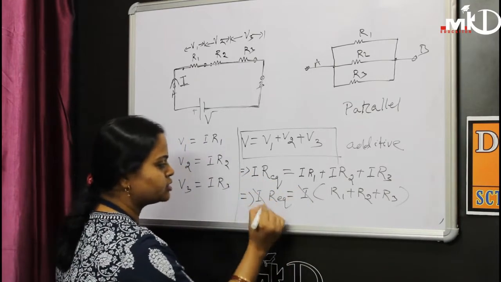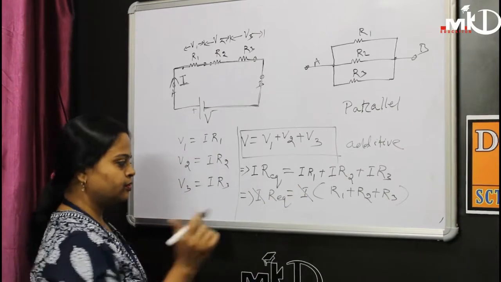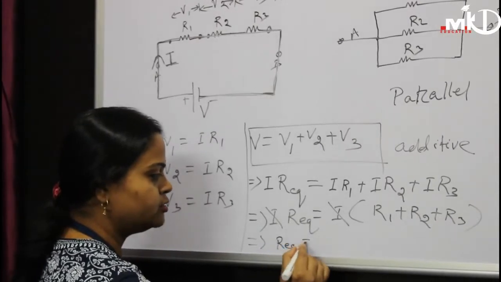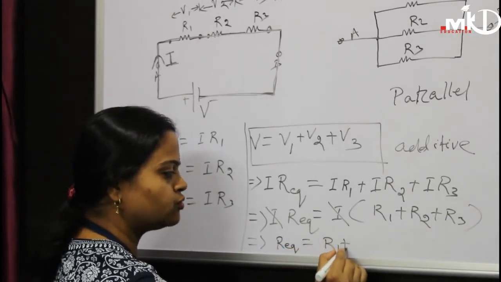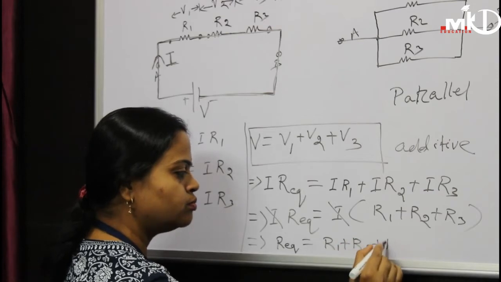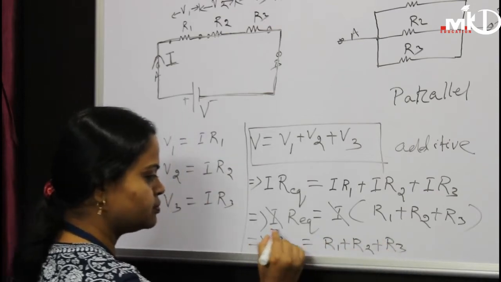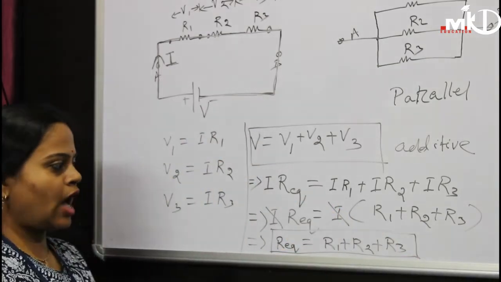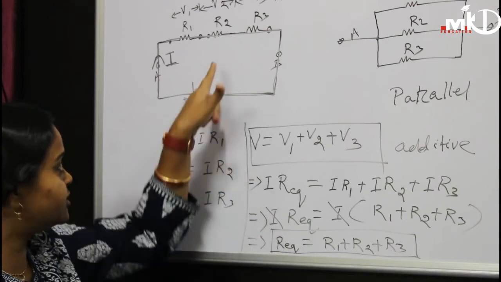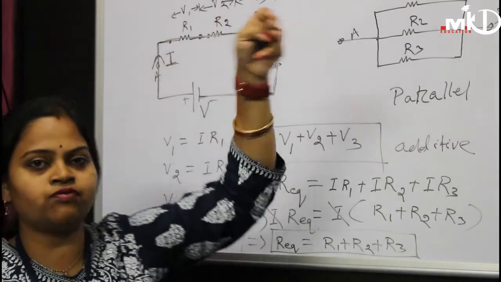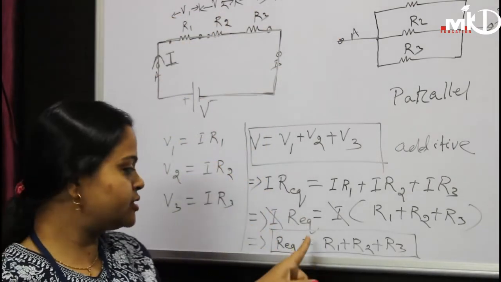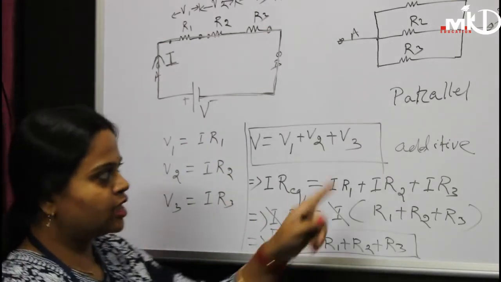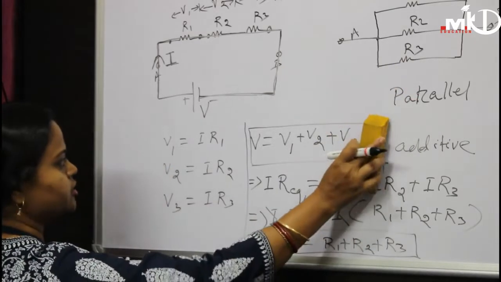Now this I and this I will cancel each other out. So finally, the value of R equivalent is R1 plus R2 plus R3. So R equivalent in the case of a series circuit is simply the addition of all the values of the resistances. Okay, clear? Then we will go to the parallel circuit.